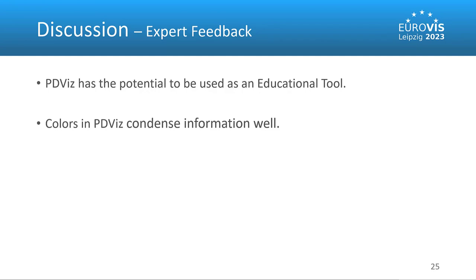The red and blue colors are widely used to refer to political parties like Republicans and Democrats. For our color choice, the domain experts noted that the colors condense information well and are useful for understanding diffusion patterns. It shows that the reasonable use of colors could help the domain experts do their analysis work with no confusion.